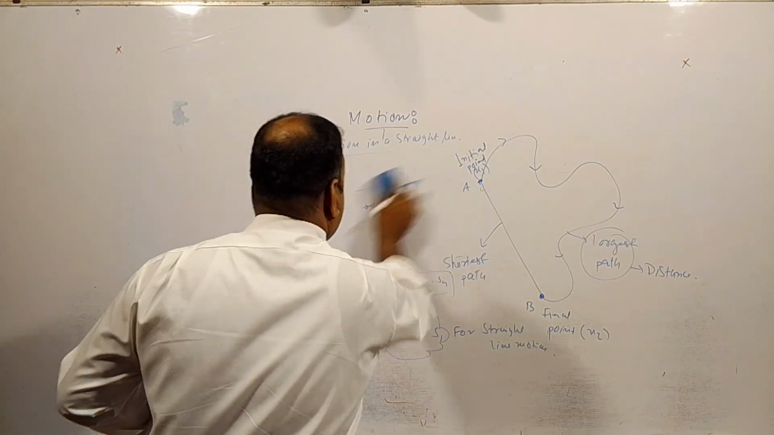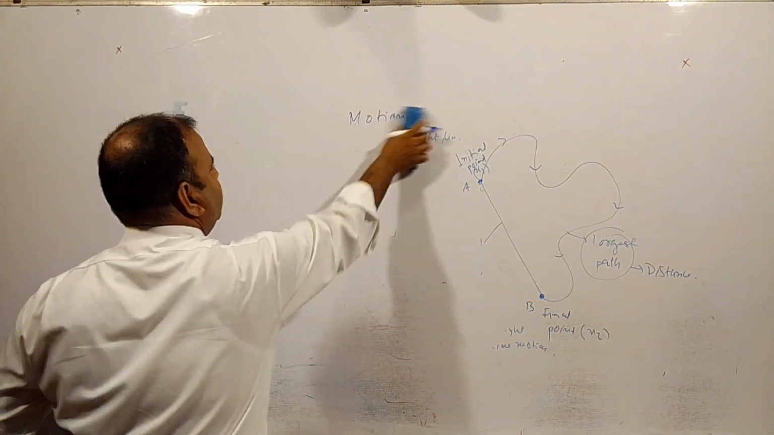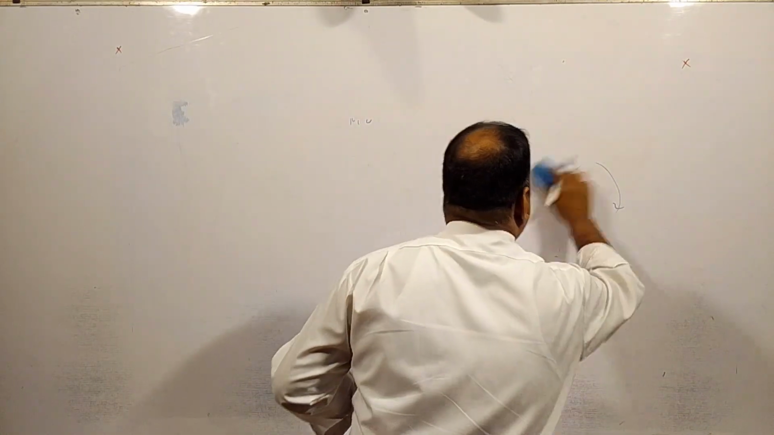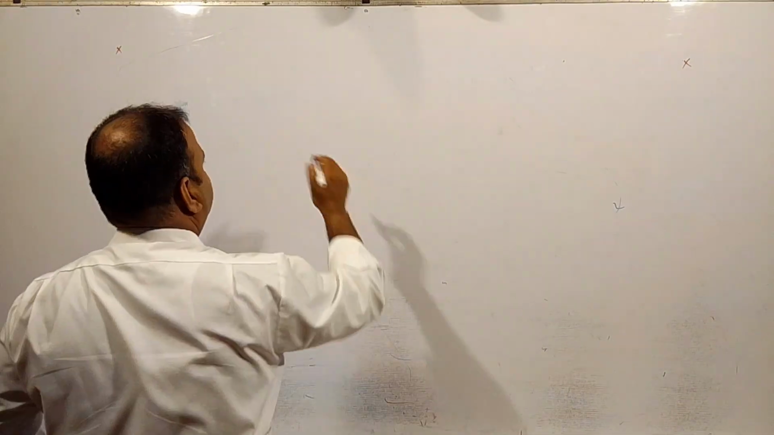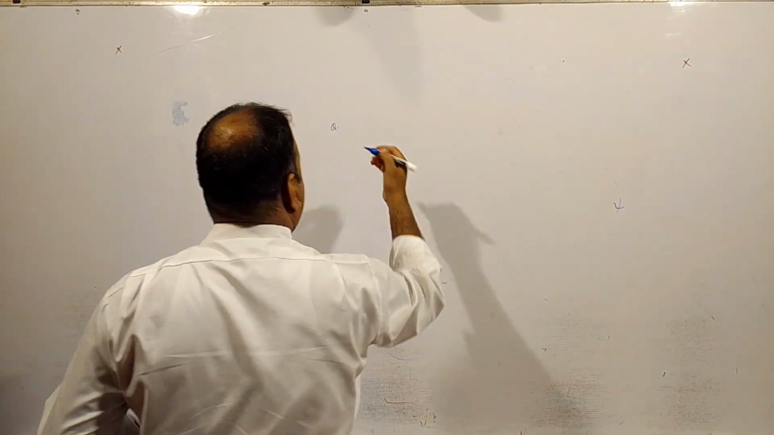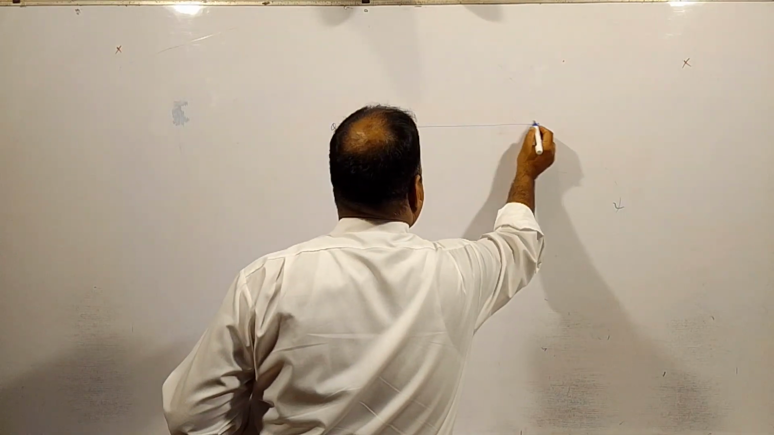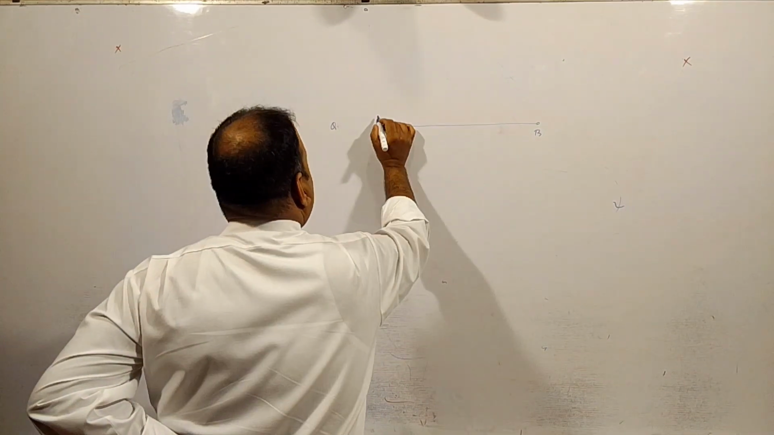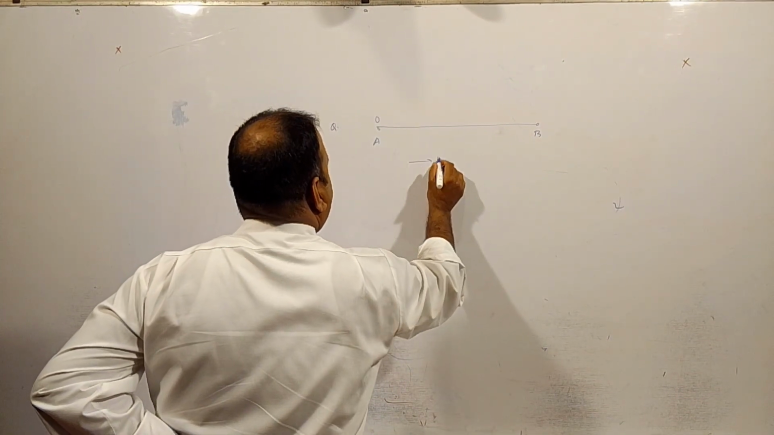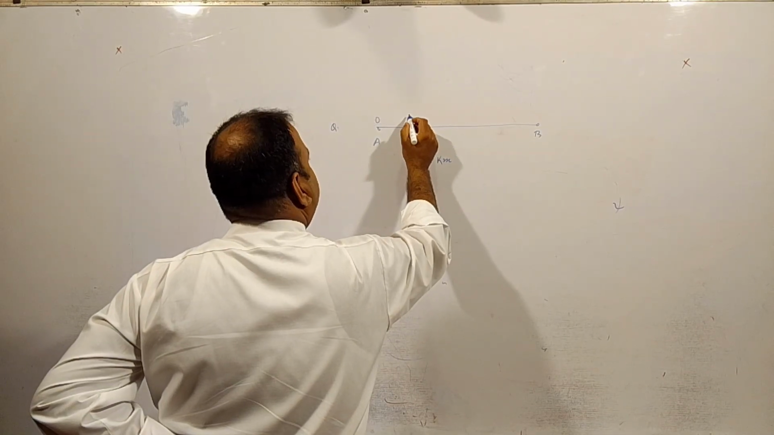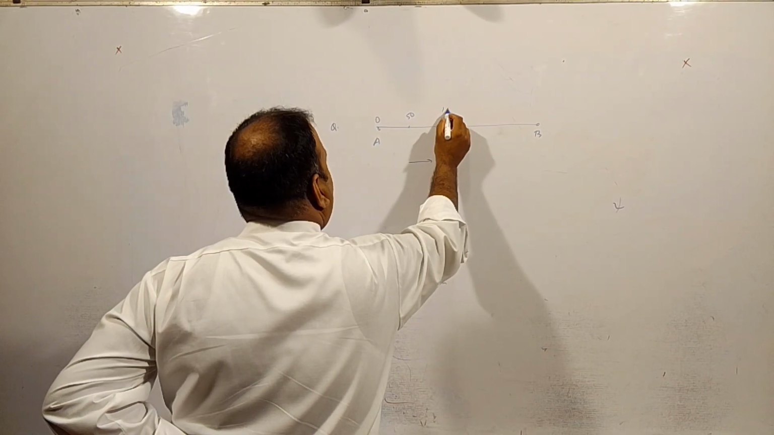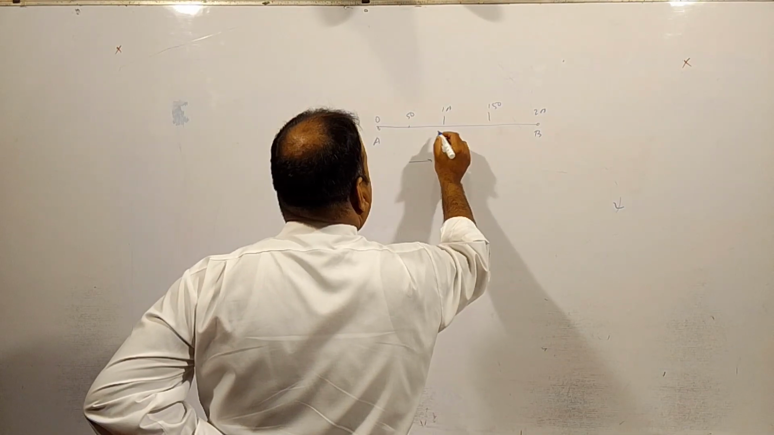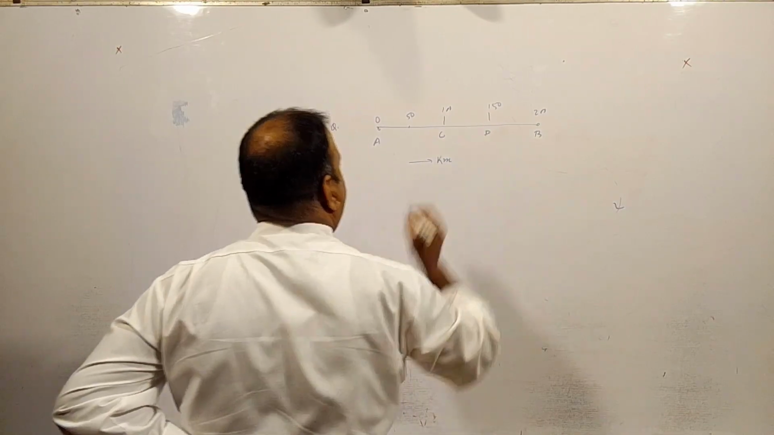Now see, suppose one example, how we can calculate the distance and displacement from a given diagram. Suppose a car is moving from A to B. Initially, suppose here 0 kilometer in terms of kilometer distance, and here suppose I consider 50, and I consider 100, and I consider here 150 and here 200. So here I consider C and D points.